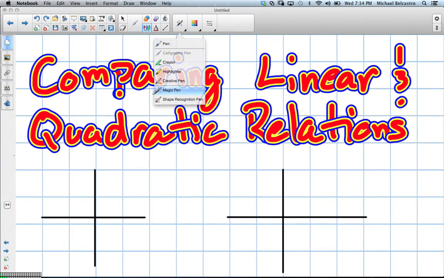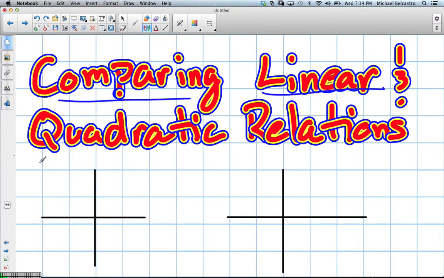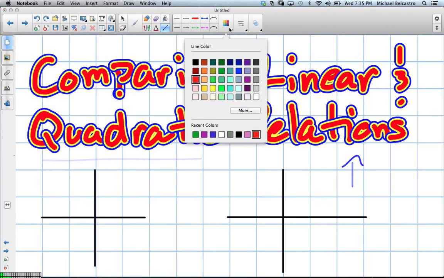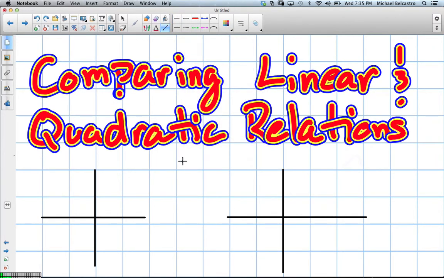We're going to compare linear and quadratic relations. So we're going to try to figure out the difference between the two. Now, first off, linear relations form what? Do you know? When you graph them? That would be quadratic. Linear form just straight lines. So any of those, all of those are linear relations, right?